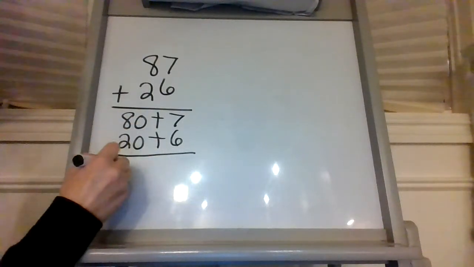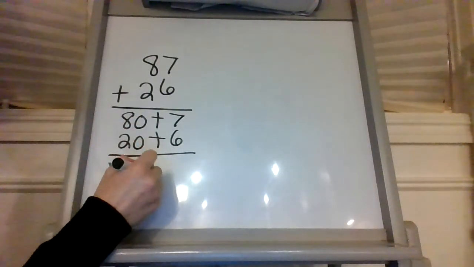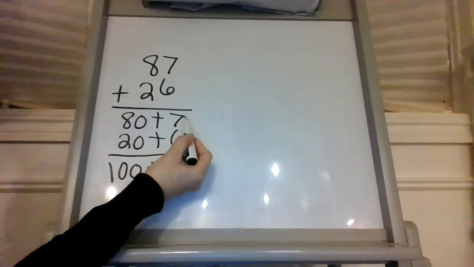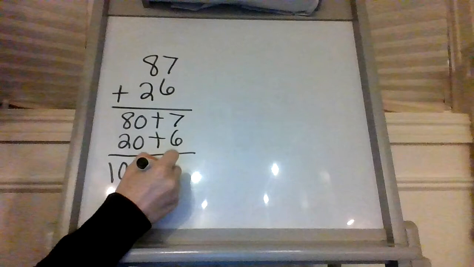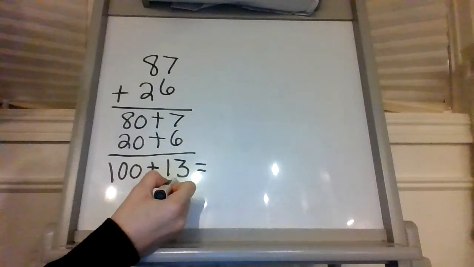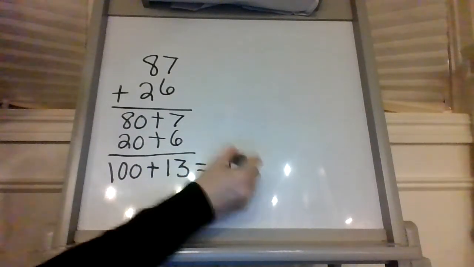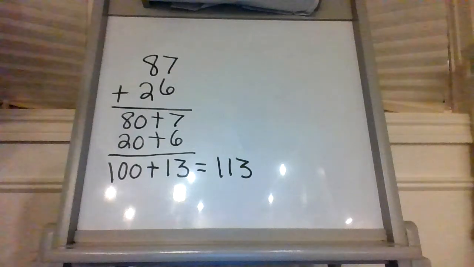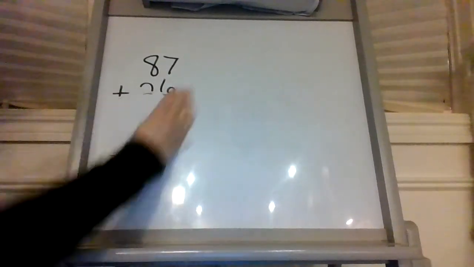80 plus 20 equals 100. Plus, now my 1s place. 7 plus 6 equals 13. Now I add them together. 100 plus 13 equals 113. Now I'm going to try some more examples, but I'm going to use 3-digit numbers. It's the same process. We're just adding our hundreds in.